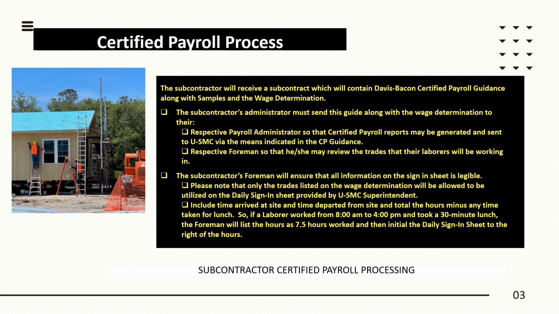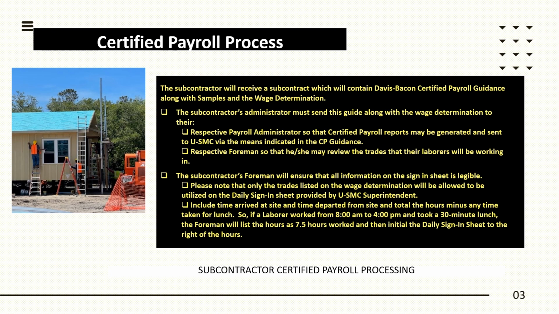The foreman's involvement is crucial in reviewing the trades that their laborers will be engaged in. This step aligns work activities with the trades specified in the wage determination. The subcontractor's foreman plays a vital role in maintaining accuracy in this documentation process. Emphasis on legibility of all information on the sign-in sheet to facilitate clarity and accuracy.